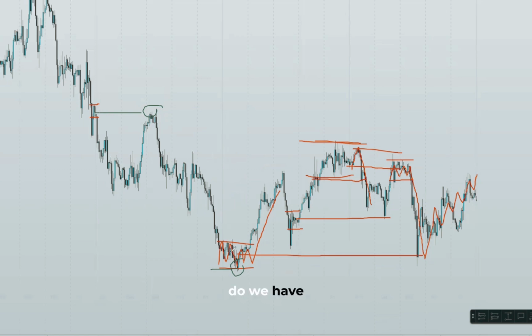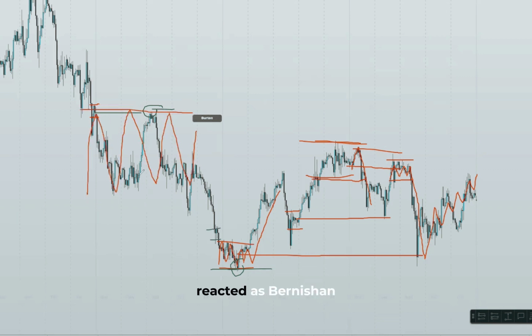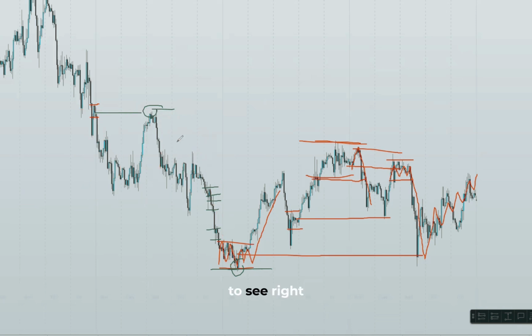And not only do we have that information, if you go to a higher time frame, this would be quite obvious, right? But look what price is doing within that range. Look how price has reacted, as Burton showed, to every single range that has been left behind in this whole price delivery. This is what we're training ourselves to see. Everything is reacting from a range.